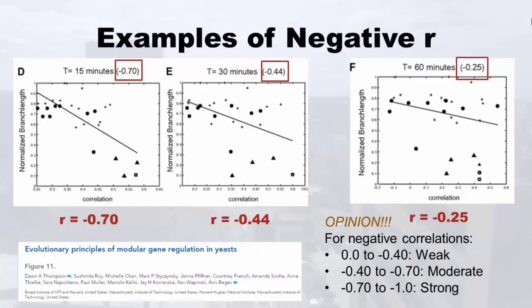And if you look at F, see how many of them are way far away from that line, and they're dragging it down. So now it's an even weaker correlation, negative 0.25, and so that's weak. This is just some examples to give you a pictorial.